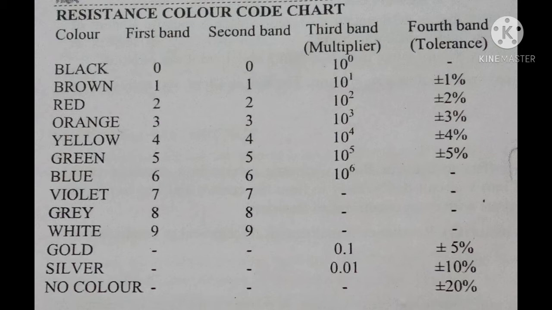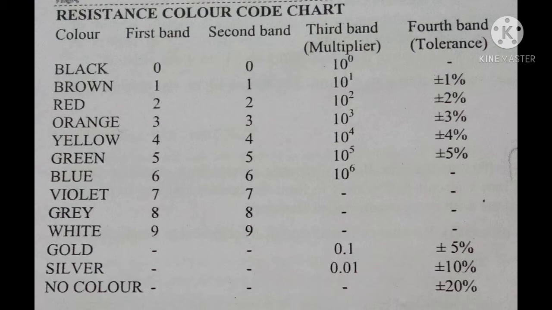The resistors usually have their values stamped on them by different color codes. In the resistance color code, the first 2 bands represent the figure of resistance value and the third band represents the multiplying factor. And at last, the fourth band represents the tolerance of the resistor. Now, we have the color code chart on the screen. Now, let us study the chart.